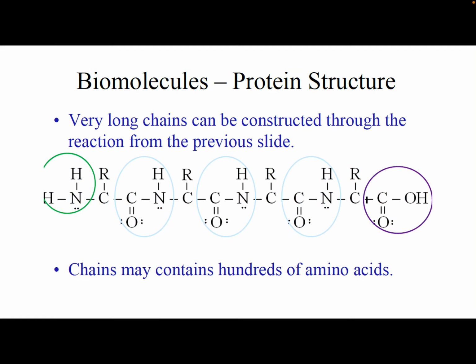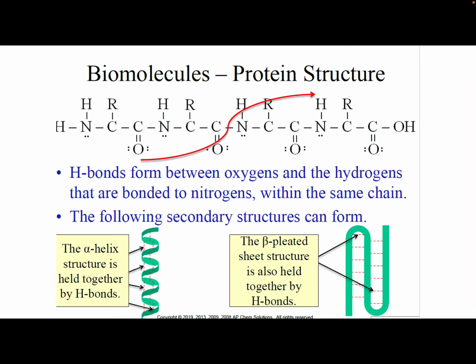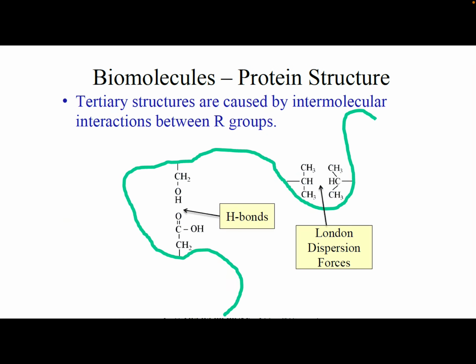Something that's really cool is that this is how your proteins are constructed. Your proteins have a carboxyl end and an amino end, and hydrogen bonds are going to form between the oxygens and the hydrogens within the same chain. This sets up the secondary structure of your proteins. Then tertiary structures are basically caused by intermolecular interactions between R groups.